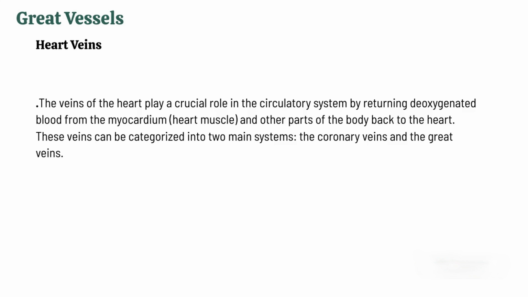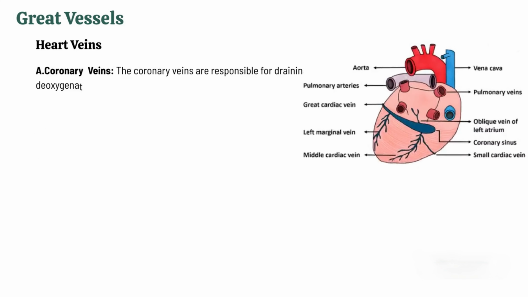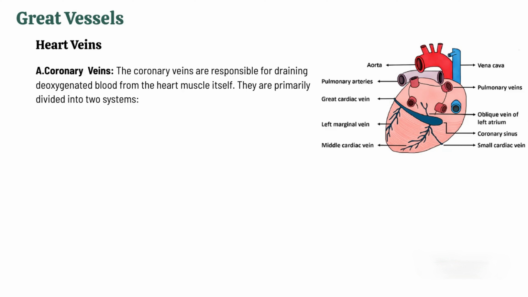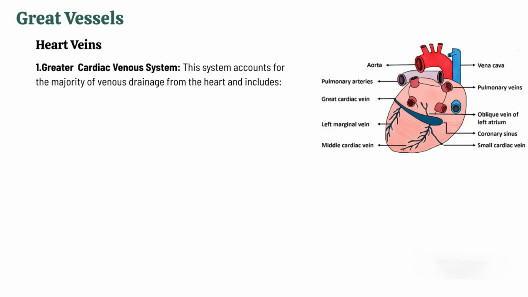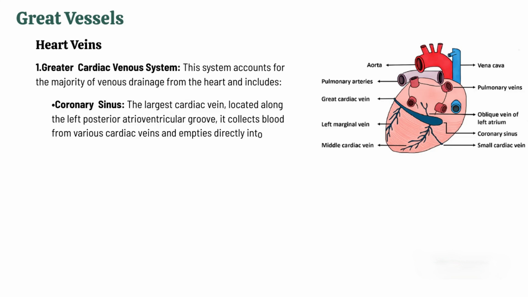These veins can be categorized into two main systems: the coronary veins and the great veins. A. Coronary veins. The coronary veins are responsible for draining deoxygenated blood from the heart muscle itself. They are primarily divided into two systems. 1. Greater cardiac venous system. This system accounts for the majority of venous drainage from the heart and includes the coronary sinus.